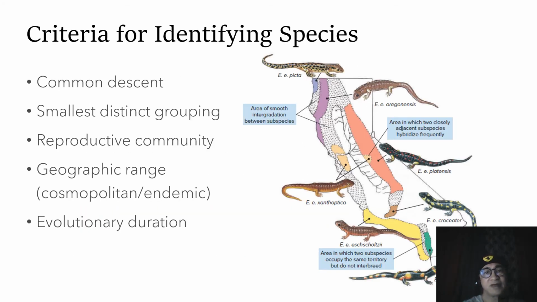There are 5 criteria by which a candidate population is recognized for species identification in systematics or taxonomy.